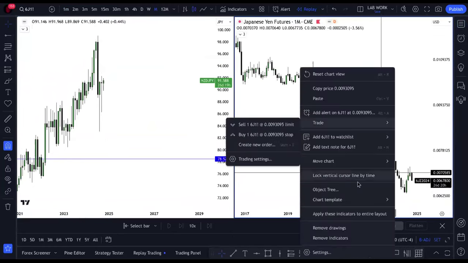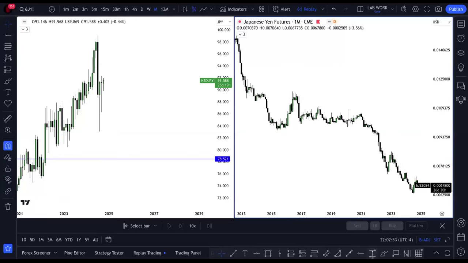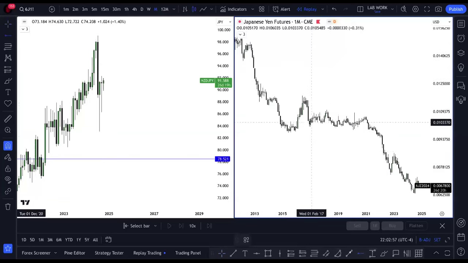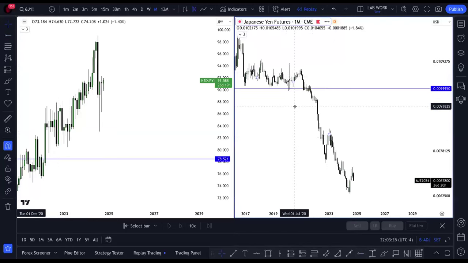All right, 2016. Right there, 2016, they made their rates negative, consolidated for a bit, and then what happened? Yen started depreciating over the years. Just started tanking year after year, year after year, to where we are now.